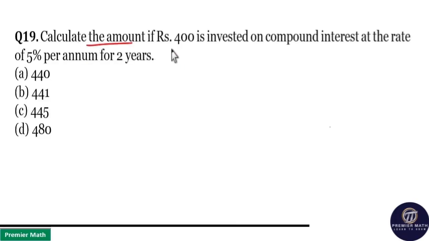Calculate the amount if rupees 400 is invested on compound interest at the rate of 5% per annum for 2 years. Here rate is 5% for 1 year. So 5% means 5 by 100. 5 goes 20 times in 100. So 1 by 20 means 1 part is the interest generated in 1 year out of this 20 part principal.